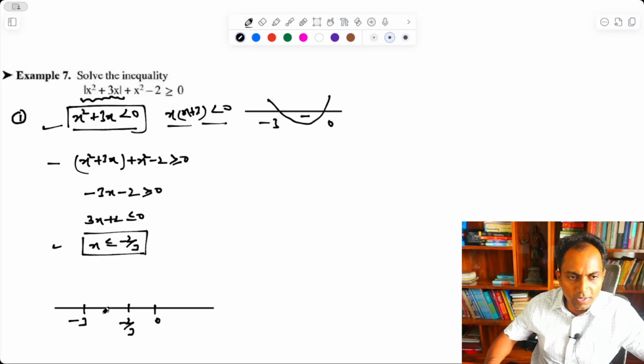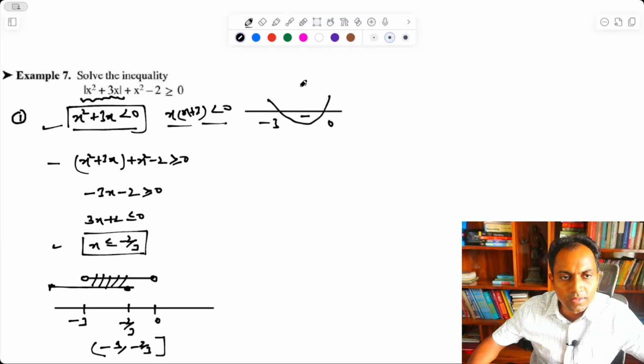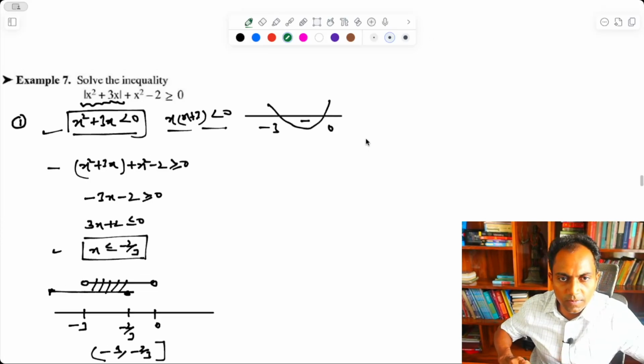Let us put it on the number line. Smaller than or equal to minus 2/3. And then another one says that between minus 3 and 0. So this is my intersection. So the answer for the first part becomes minus 3 to minus 2/3. Minus 3 is open, minus 2/3 can be used. This is my first part. Once you have understood this, let us move towards the next one, case 2. So in my case 2, let us see what happens.